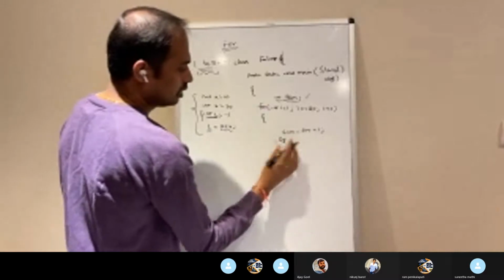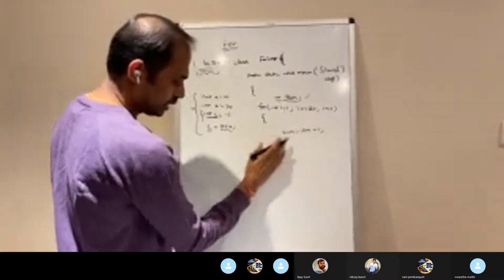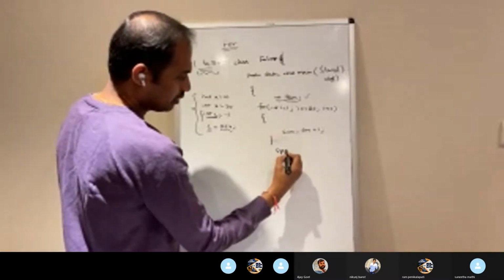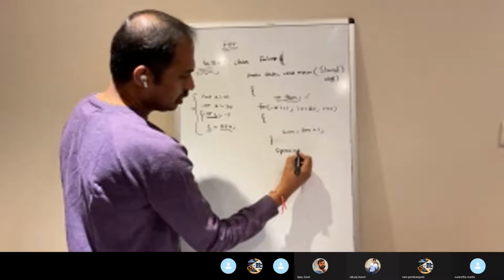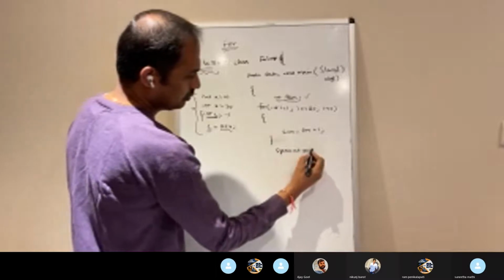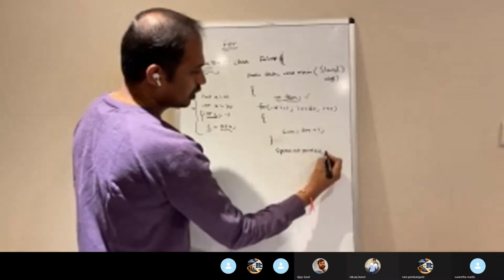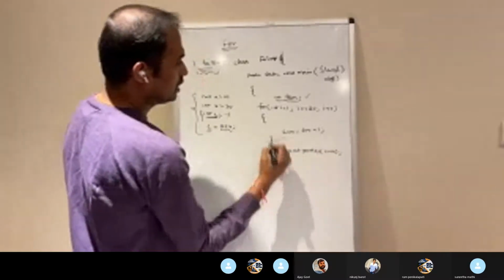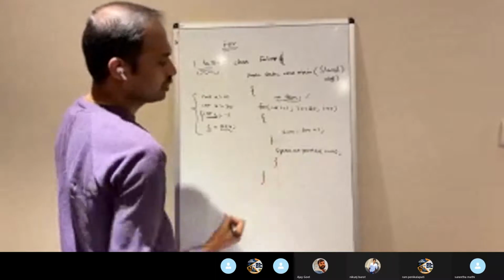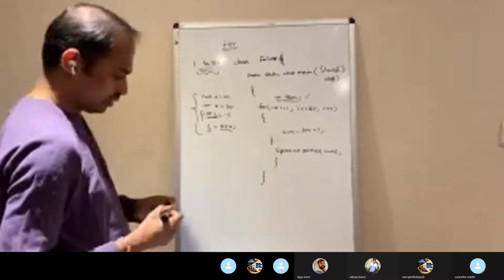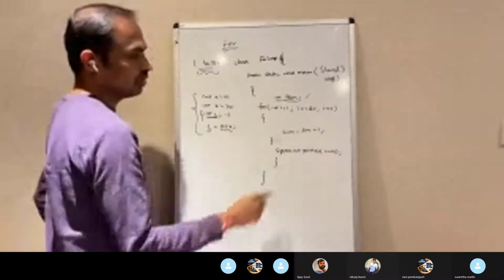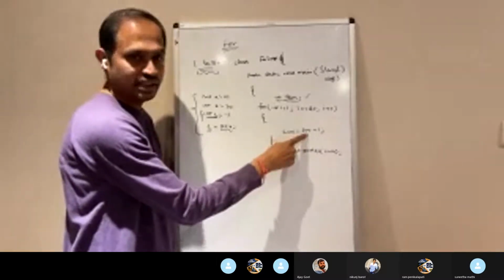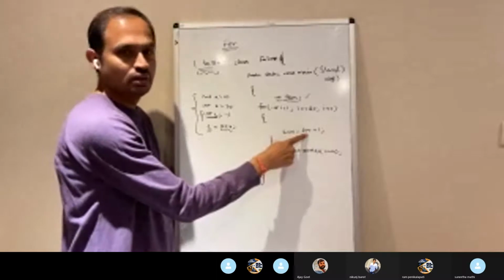System.out.println. I'm not going to print here. I'm closing this loop. I'm printing here outside the loop. System.out.println sum. I'm closing this main method. I'm closing the class. So have you understood? What will be the sum value initially?